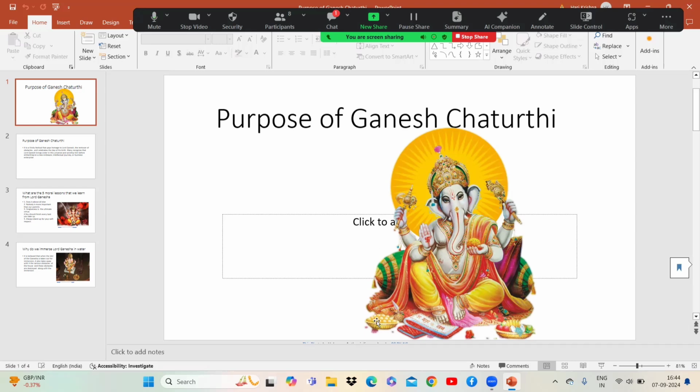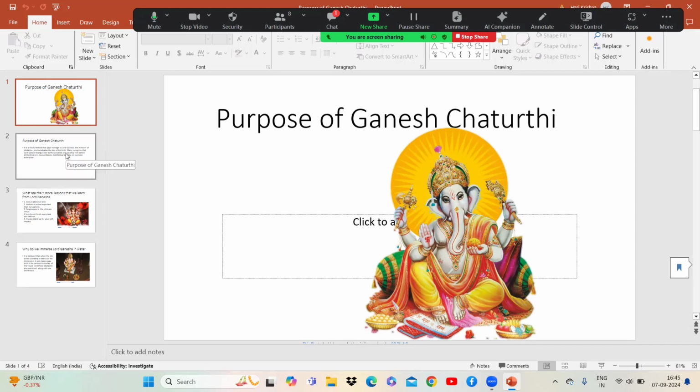And that picture that you see here in this slide is God. He is a God of knowledge, wisdom, and is a God of education. And he is called Ganapati or Ganesh. Would you like to pronounce this word, Ganesh? Ganesh? Yes, absolutely. So the purpose of Ganesh Chaturthi, I mean, why do we celebrate this festival today?